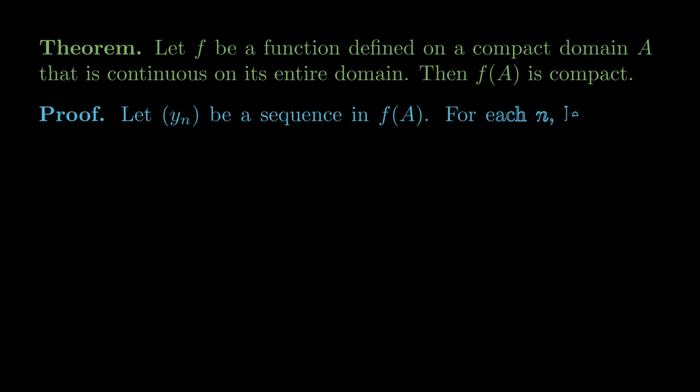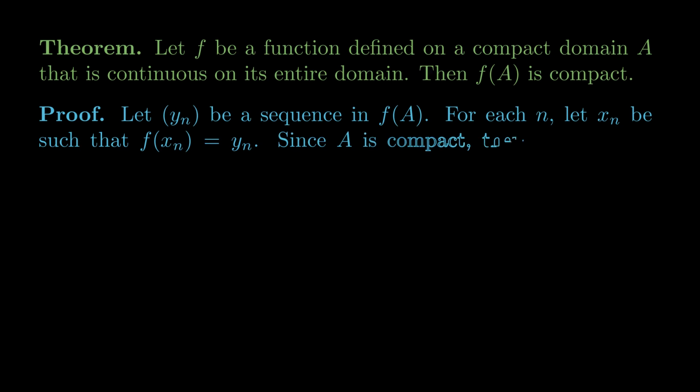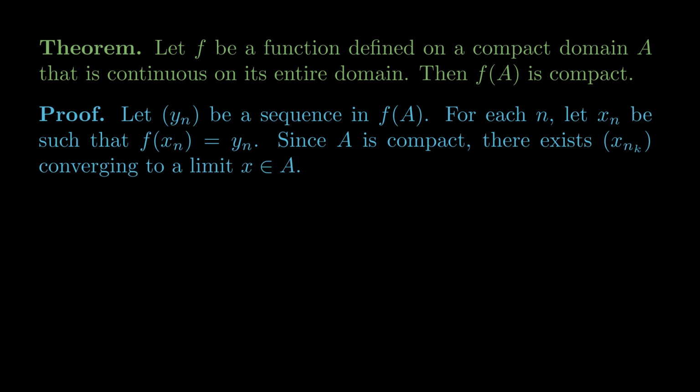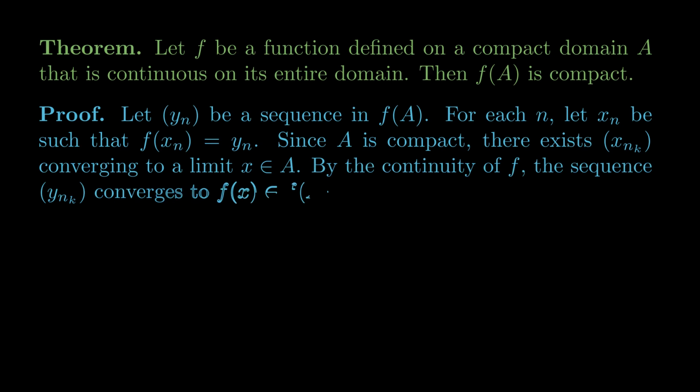So we could say, for each n, let xn be such that f of xn equals yn. And this isn't guaranteed to be a unique choice of xn, but we're guaranteed that it exists because y is contained in f of A, the image of A. Since A is compact, there exists a sequence x sub nk converging to a limit x in A. By the continuity of f, the sequence y sub nk converges to f of x in f of A. Therefore, f of A is compact.